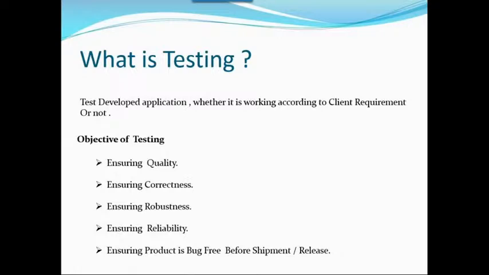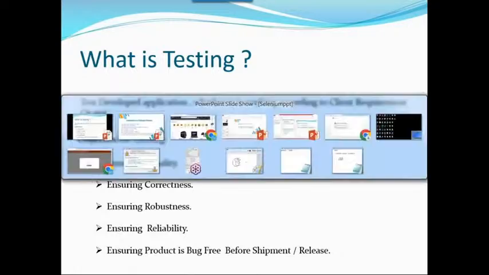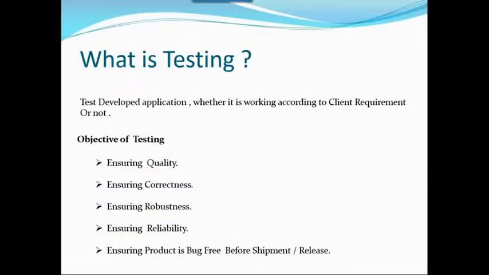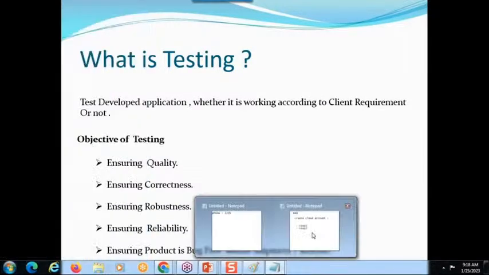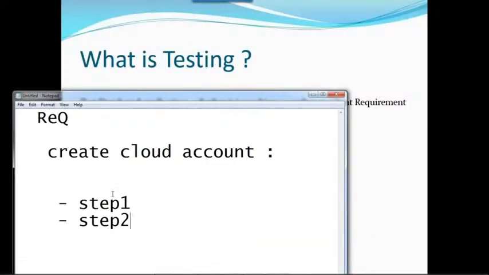How can you say that it is working as expected? Suppose what is given in the requirements and what you are getting in the output are the same, then you can say that it is working as expected. Actual result is equal to expected result. So you can say that it is working as expected.